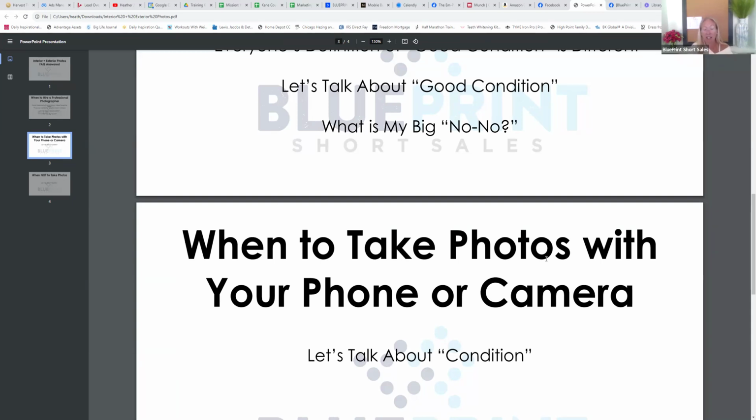So again, that's the photos with your phone or your camera. I would say a majority of the time, and if you're new and you don't have a ton of money to pay for professional photos, it is okay to do this.